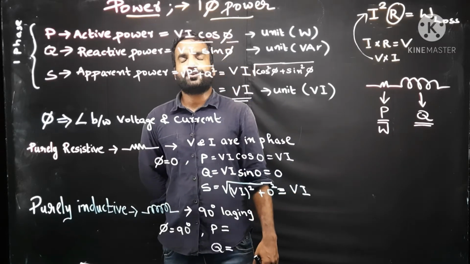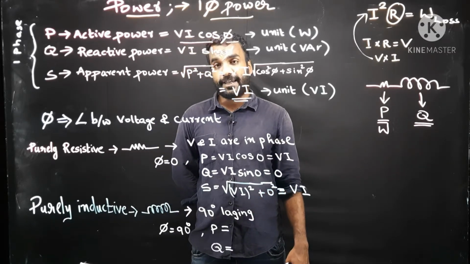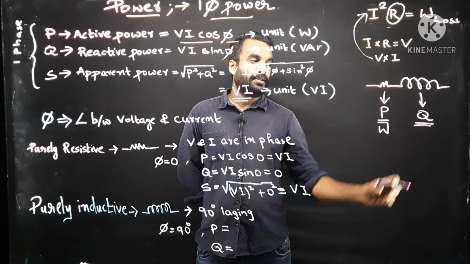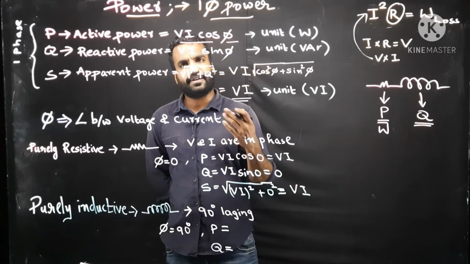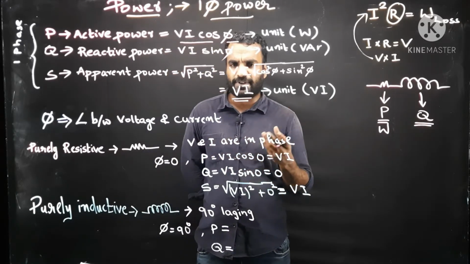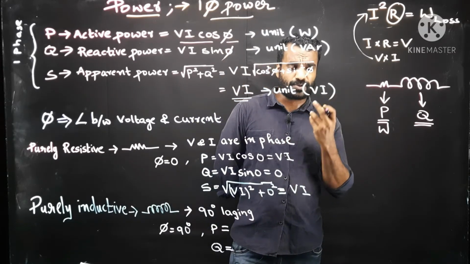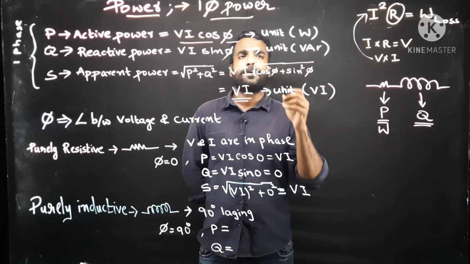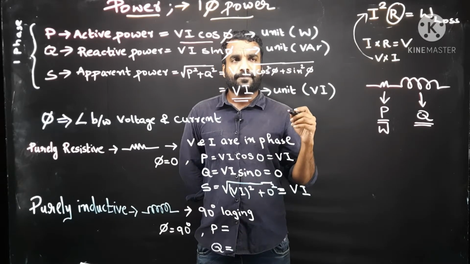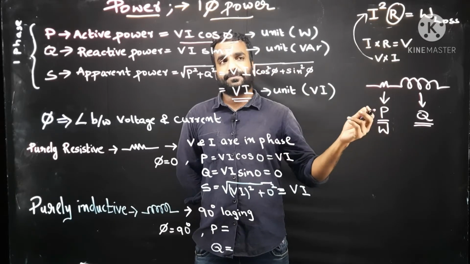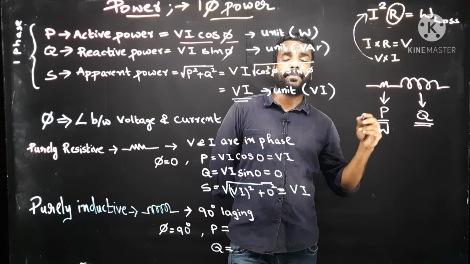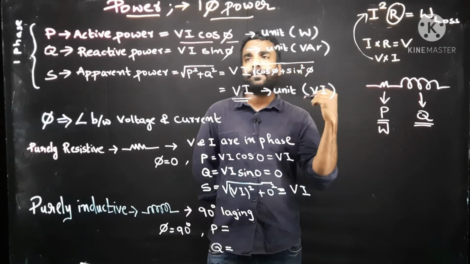Whereas reactive power is VI sin phi. It is some power in the form of flux or such things that we cannot directly measure or directly see by our eyes, but that is also needed, and its unit is volt ampere reactive, VAR.